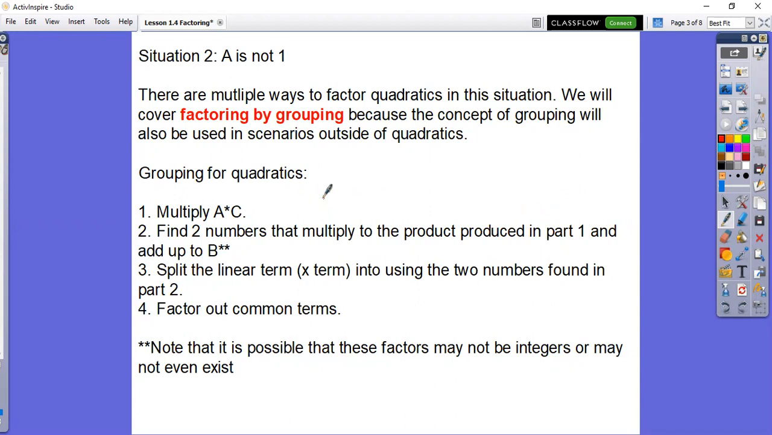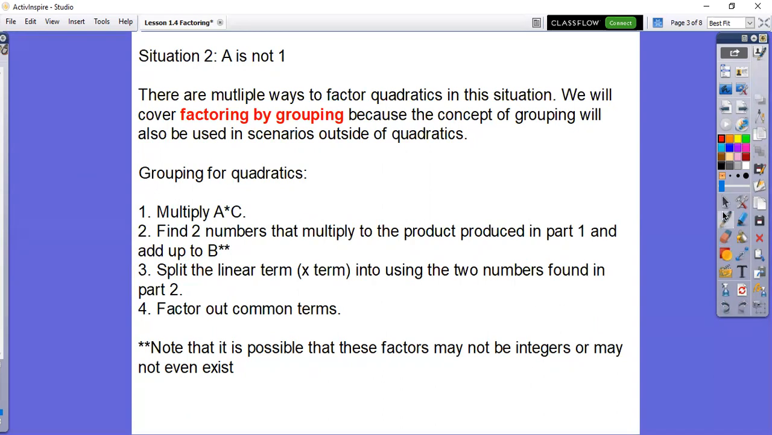So for factoring by grouping, what we do is we take A and multiply it by C, and then we're going to take two numbers that multiply to whatever we got here and add up to B. All right, and same note here, it's possible these factors may not be integers or they may not exist. If that's the case, you're going to use the quadratic formula. So now we're going to split the linear term into the two numbers found in part 2, and then we're going to factor out common terms. So this will probably make more sense when you see it in action.